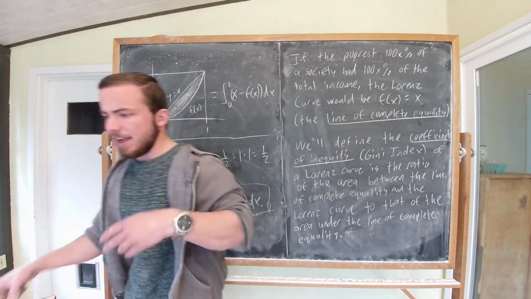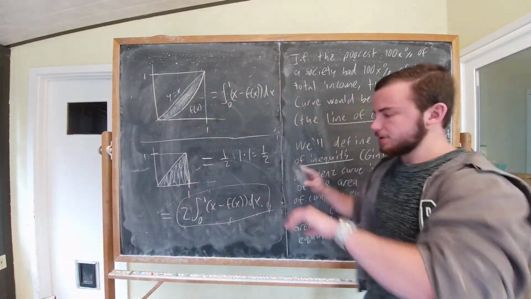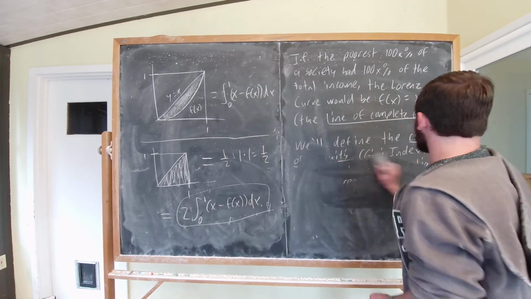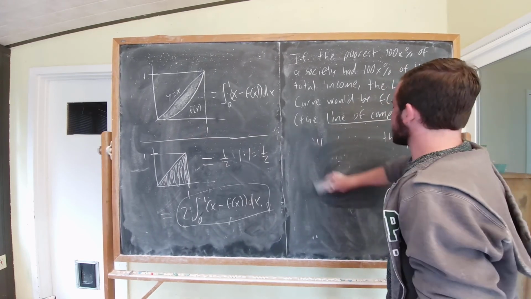Okay, so this is our tool for measuring how unequally distributed a society can be. And when I say society, I mean anytime you can really group people together. Let's do a quick example, and then I think that's it.